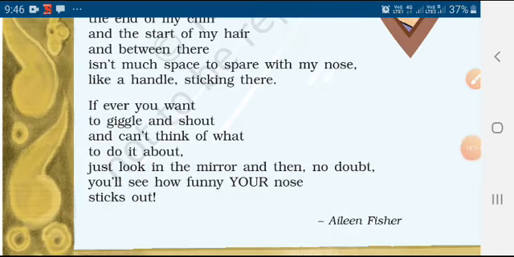Sorry for a technical error. So again we are going to read the last stanza. We are going to explain it actually.